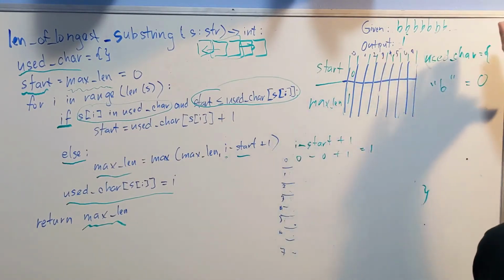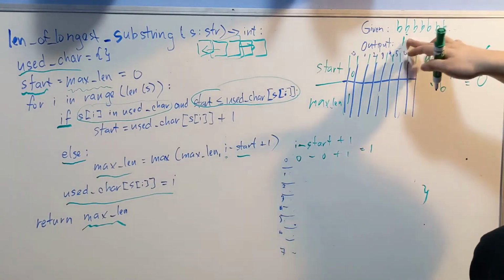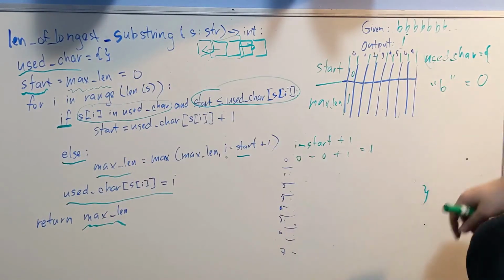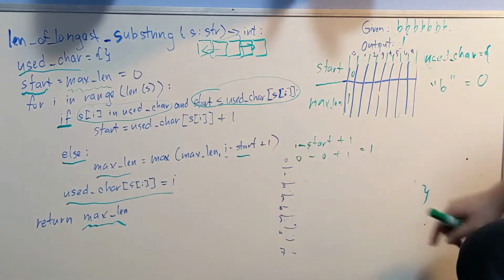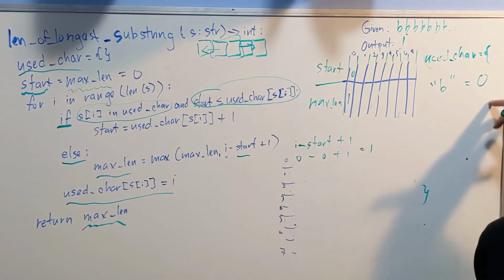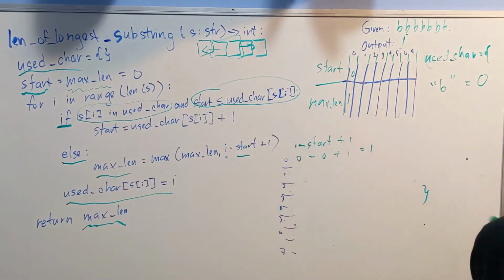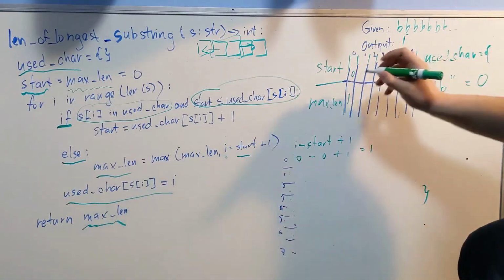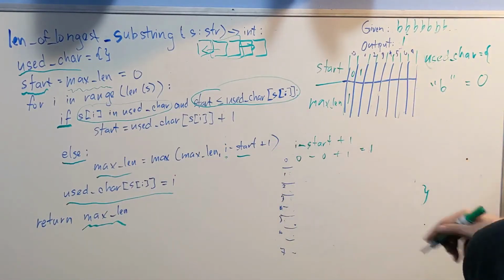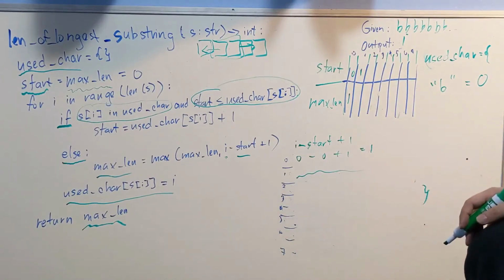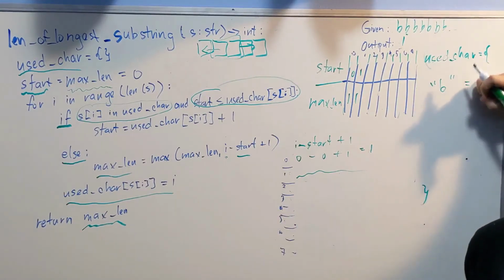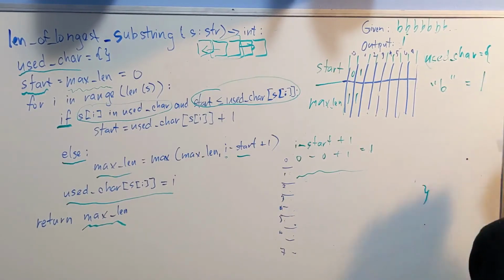Now, I'm not going to go through everything, but I'm going to go through the next one, which is B. Is B in use char? Yes, the key exists. And is start less than or equal to use char's value? 0. Is 0 less than or equal to 0? Correct. We'll update the start with 0 plus 1. And then skip this. So max length will be 1. And now we update this to 1 with this one, current position.